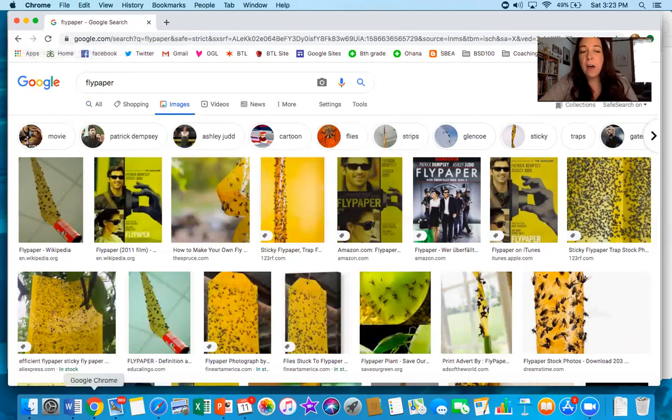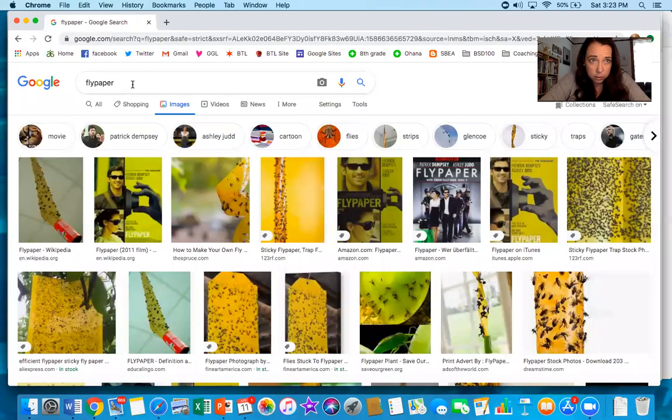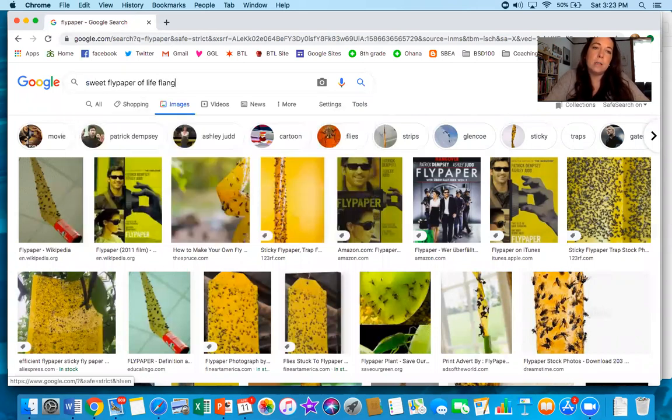So my original thought when I was reading this poem is, "your sweet fly paper of life, let us pass the Apollo and on through 125th." Now, I was talking with all of the 8th grade teachers and I'm like, oh, that's really good imagery. Maybe his poems are like drawing people and causing them to stick. But then another teacher said, well, it's all capitalized, so maybe it's something else too. So let's put sweet fly paper of life, Langston Hughes.